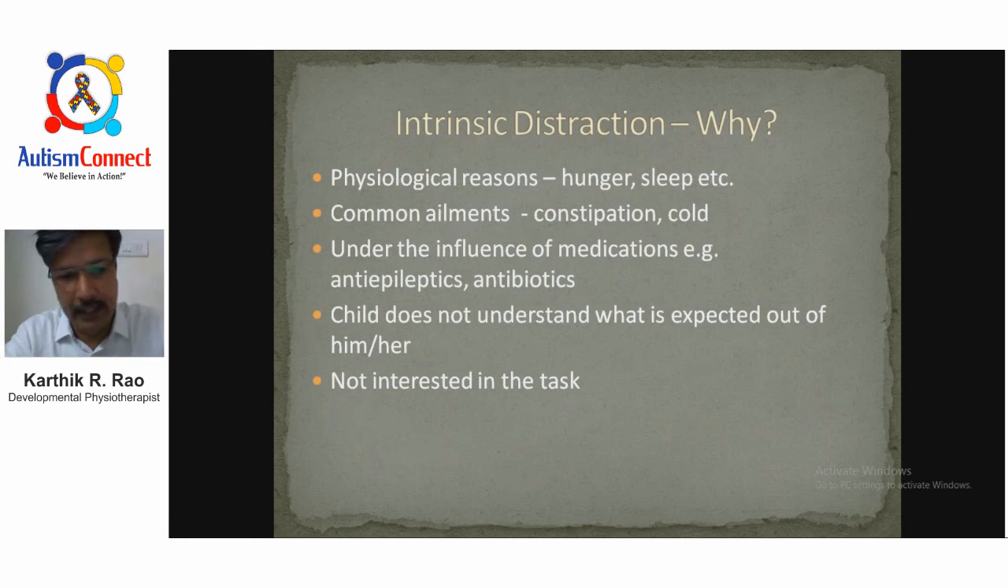And the final thing is that the child is not interested in the task. It's so boring for the child that he's not able to concentrate. And here comes the overlap I was talking about. I told you that there is an overlap between intrinsic and extrinsic distraction. So when I find that the task itself is so boring, then I always try to look elsewhere. So I get an extrinsic distraction. So this is where there is an amount of overlap that's coming.